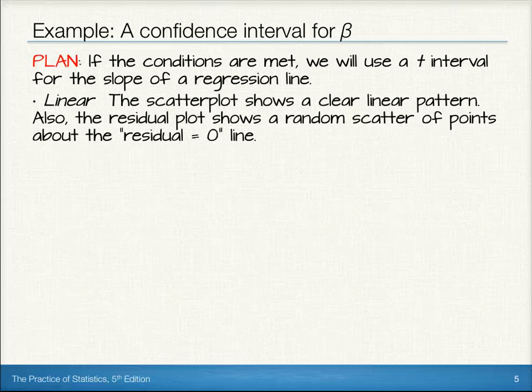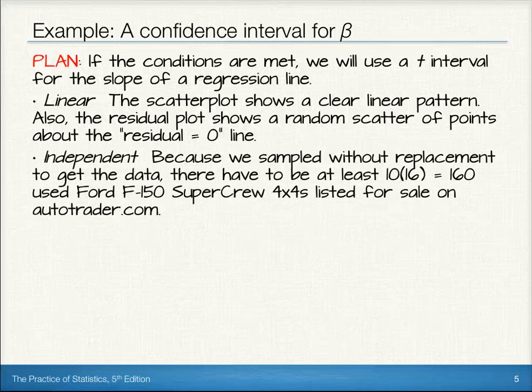So L for linear. We note the scatter plot shows a clear linear pattern. Also, that residual plot showed a random scatter of points around that residual equals zero line. I for independent. Because we sampled without replacement to get the data, there have to be at least 160 used Ford F-150s listed for sale on Autotrader.com. We'll assume that condition is met.